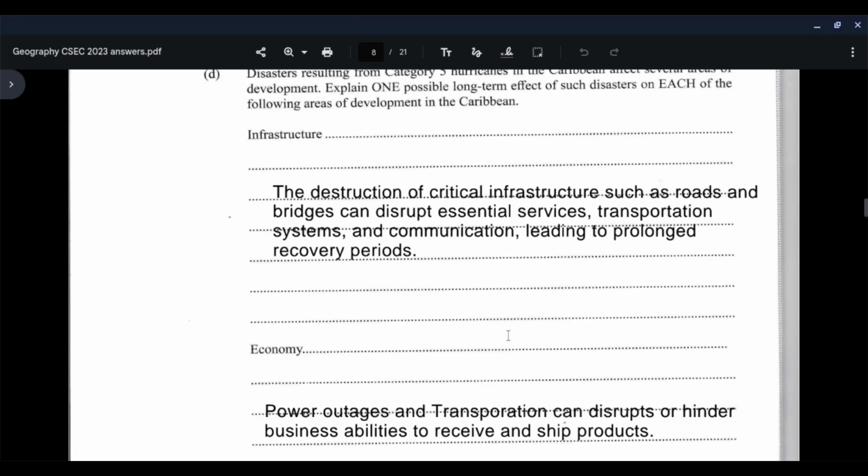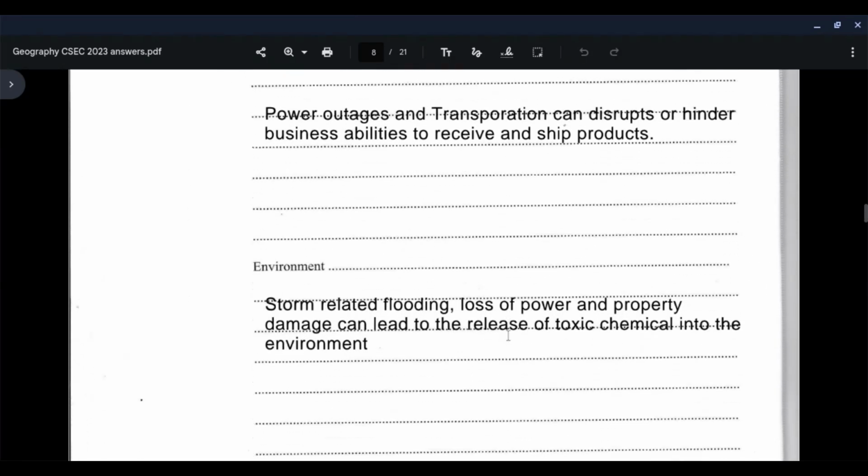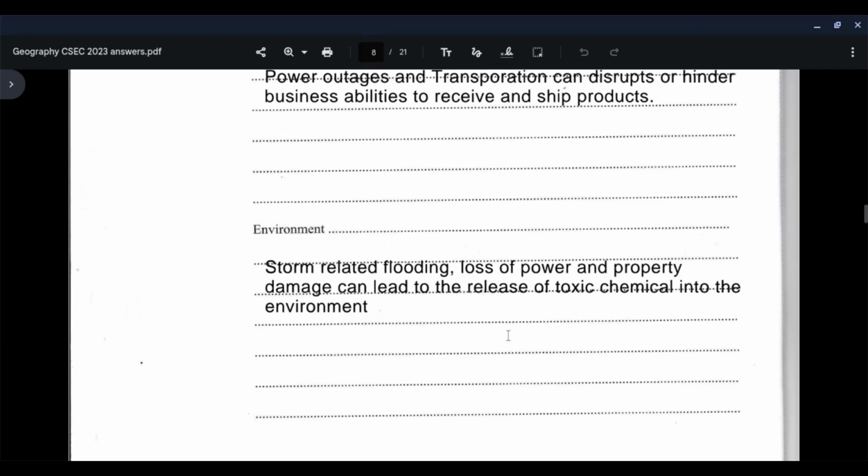Let's talk about the environmental factor. Now, storm-related flooding, loss of power, and property damage can lead to the release of toxic chemicals in the environment. These chemicals then contaminate surface water, groundwater, and flow into local waterways, resulting in a threat to water supply as well as fishes and wildlife. Hurricanes generate strong winds that can completely defoliate forest canopies and cause dramatic structural changes in wooded ecosystems.